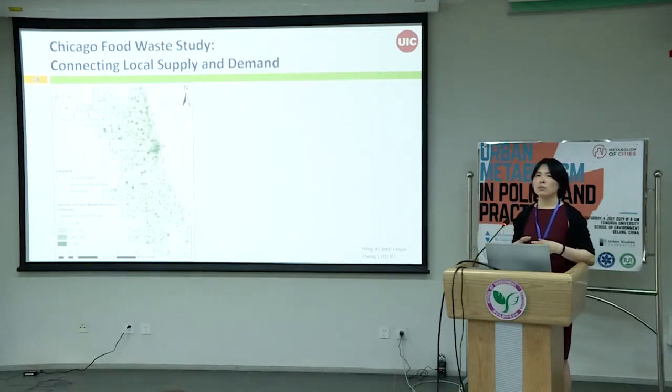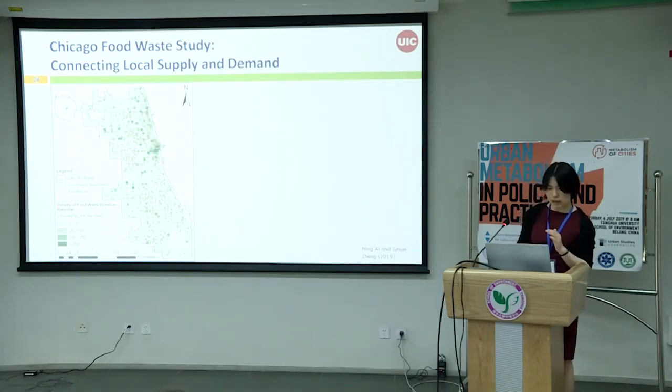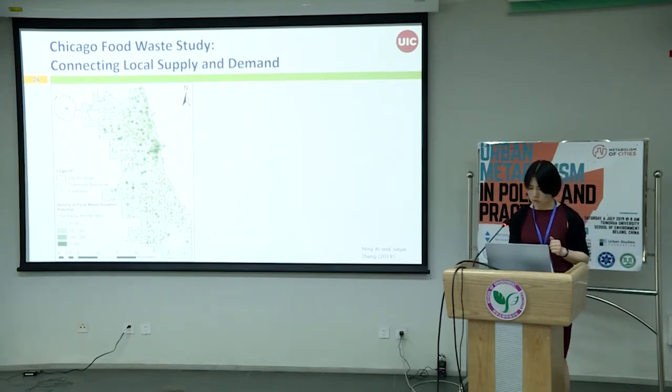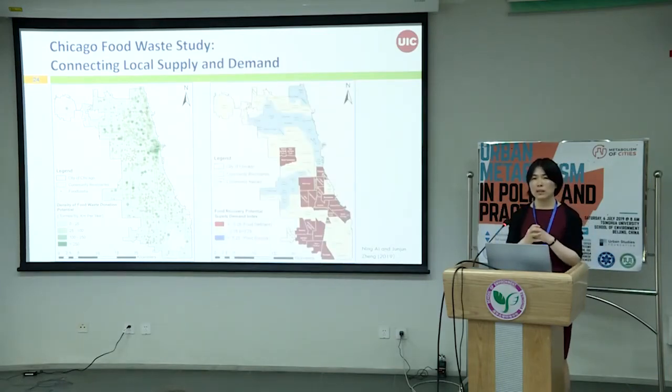And based on the estimated food waste generation, we estimate the potential of donation, meaning those edible foods that could be recovered and reused if we plan it. And you see here, the green dots show the density of food surplus donation potential, and the yellow dots, the round ones, show the location of food banks. And we spatially match this together.